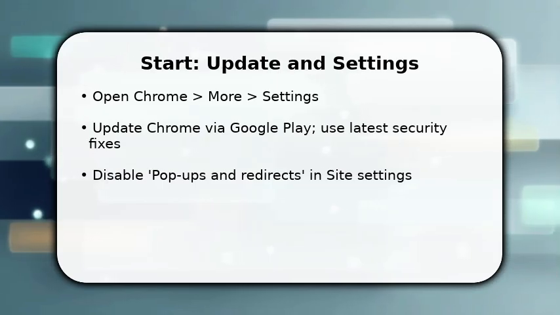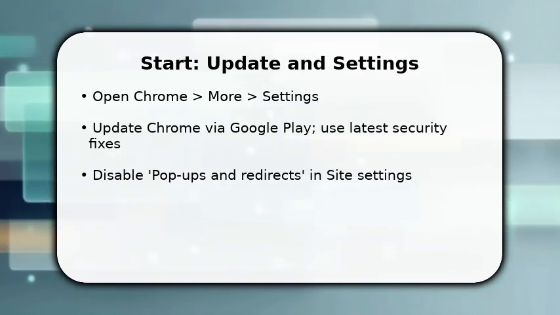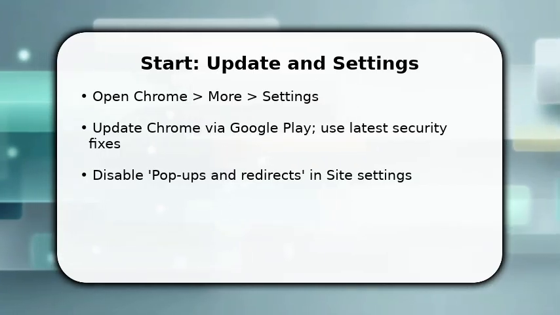Enjoy the video. You'll begin by updating and locking down Chrome. First, open Chrome, tap More, then Settings. Make sure Chrome is updated in Google Play so patches apply. Once done, go to Site Settings and turn off pop-ups and redirects. This stops most automatic navigations.